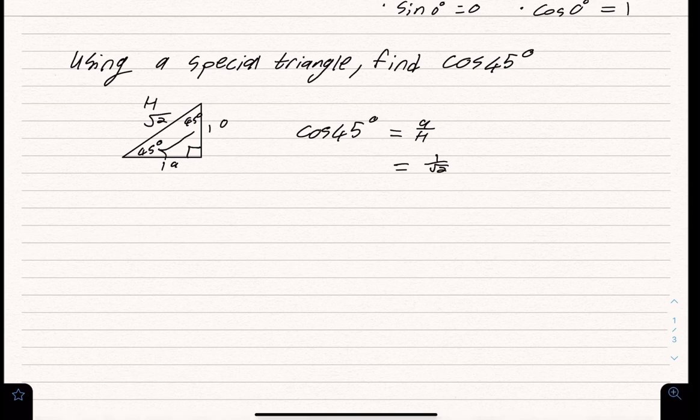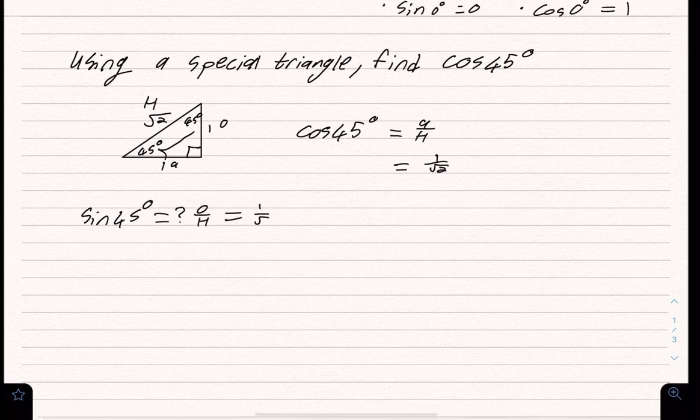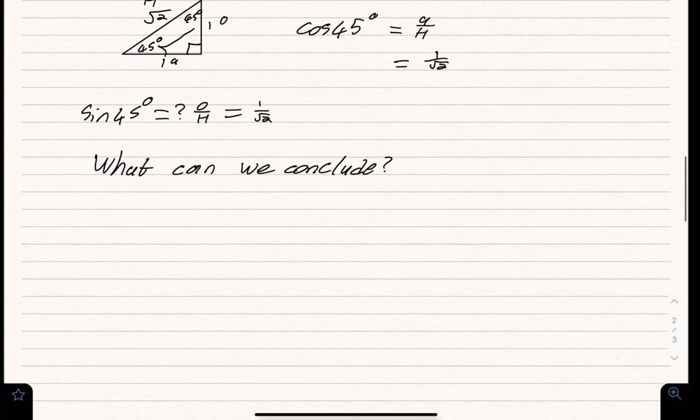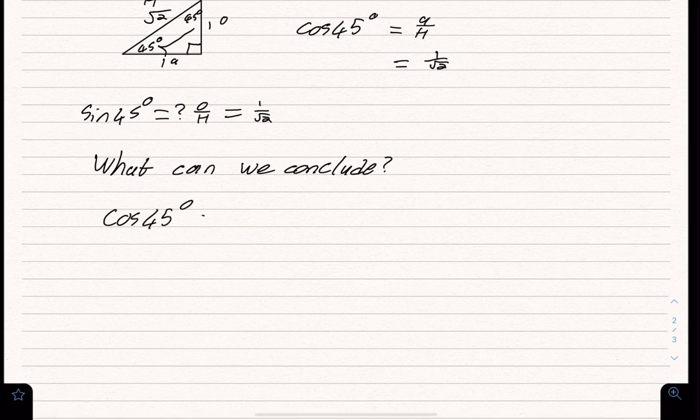Let's try another one. What about sine of 45 degrees? Can you get that one? Pause the video and try it on your own before seeing what I say. Well, we know that sine is nothing but the opposite over the hypotenuse, and we can already see what the opposite is, and we've written what the hypotenuse is, so we know that it's going to be 1 over root 2. Using what we've worked out, what can we conclude from this information? We can see that cos of 45 degrees is equal to sine of 45 degrees.